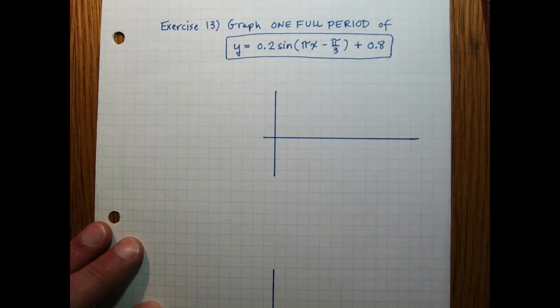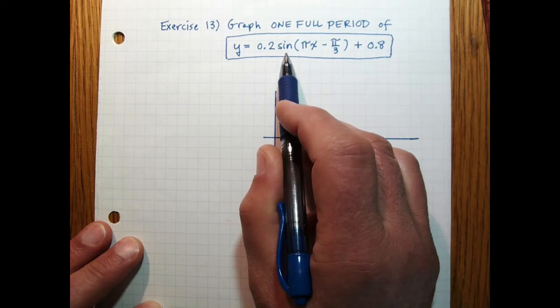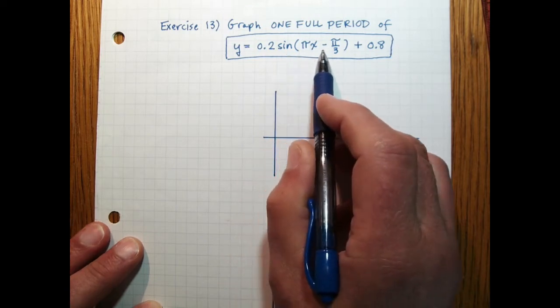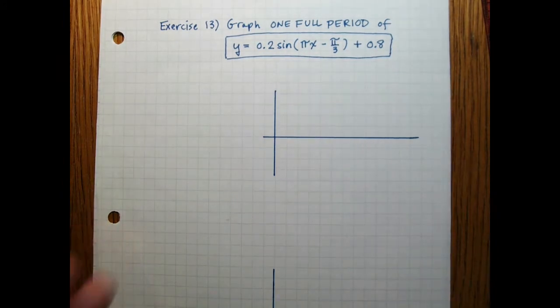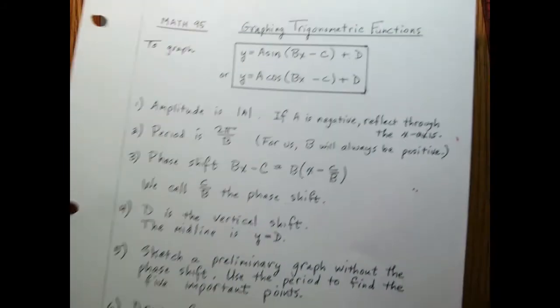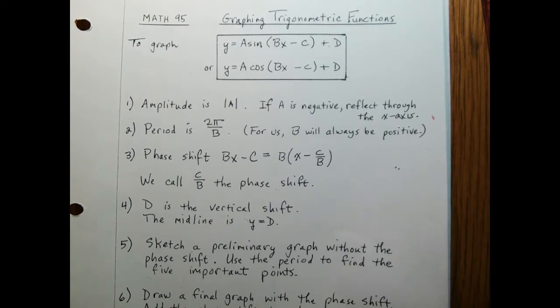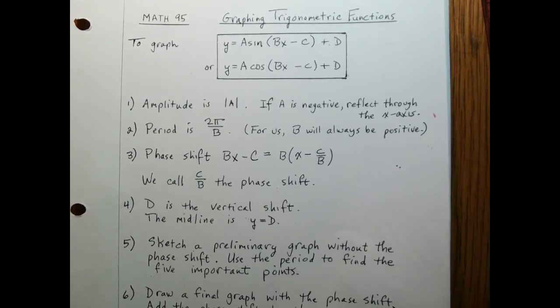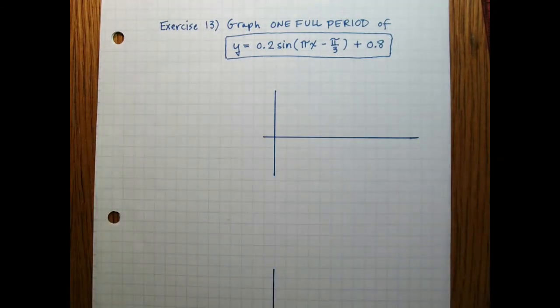This is 13. We're going to graph one full period of y equals 0.2 sine of (pi x minus pi over 3) plus 0.8. And what we're going to do is apply the procedure that I've outlined on that one sheet that you guys have with the 6 steps, that gives us a step-by-step procedure to graph any trig function with all this stuff going on.